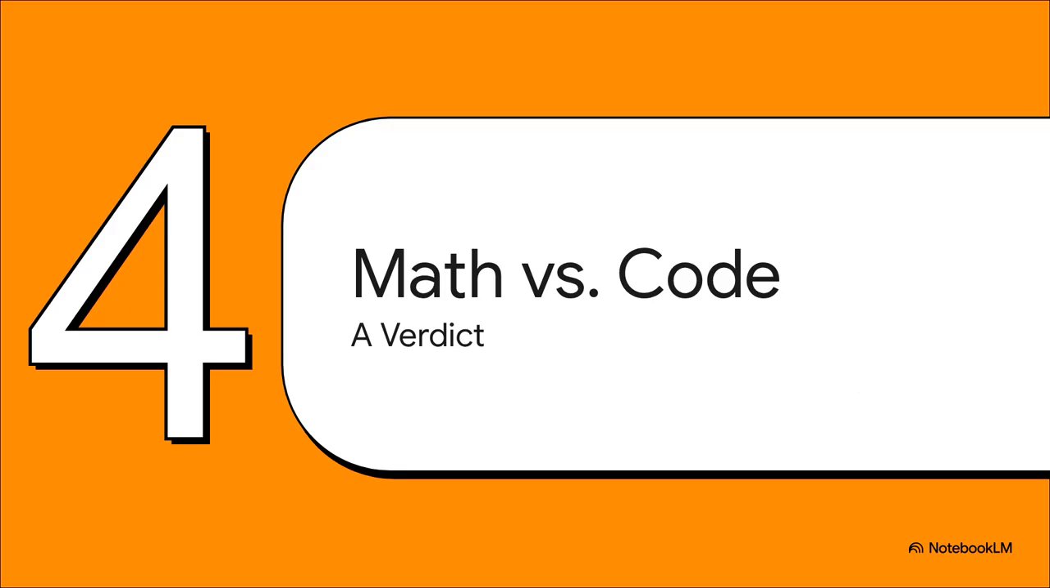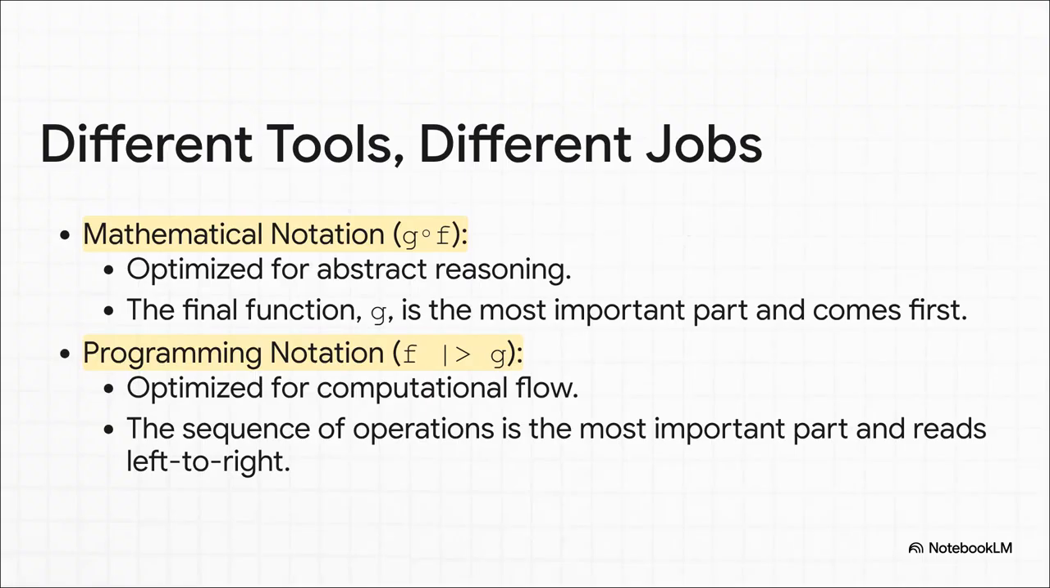So after all that, who wins the fight? Team math or team code? Well, the truth is, neither of them are wrong. They're just using specialized tools for completely different jobs. It really boils down to this. When you're a mathematician doing a proof, you often care most about the properties of the final function in the chain, the g in g of f of x. So it makes total sense to put it first. But when you're a programmer, you care about the step-by-step journey the data is taking. You want to follow it from start to finish, so a left-to-right sequence is just way more intuitive.